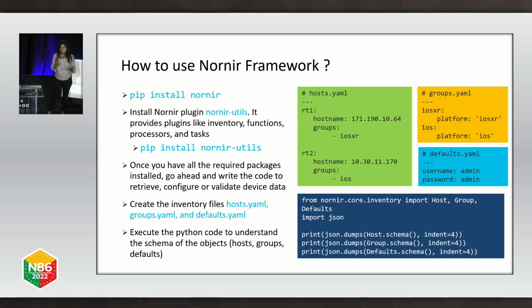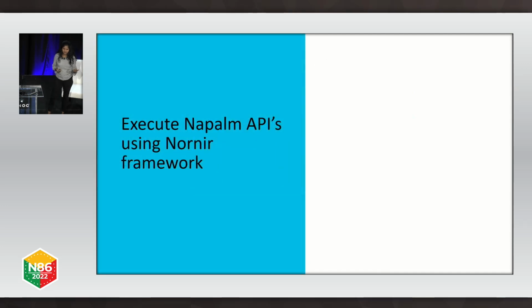In order to understand the structure of these inventory files, you can write this code. You can see it, the Python code. You can retrieve the schema of these hosts, groups, and defaults, execute this Python code, and check out the structure of it.